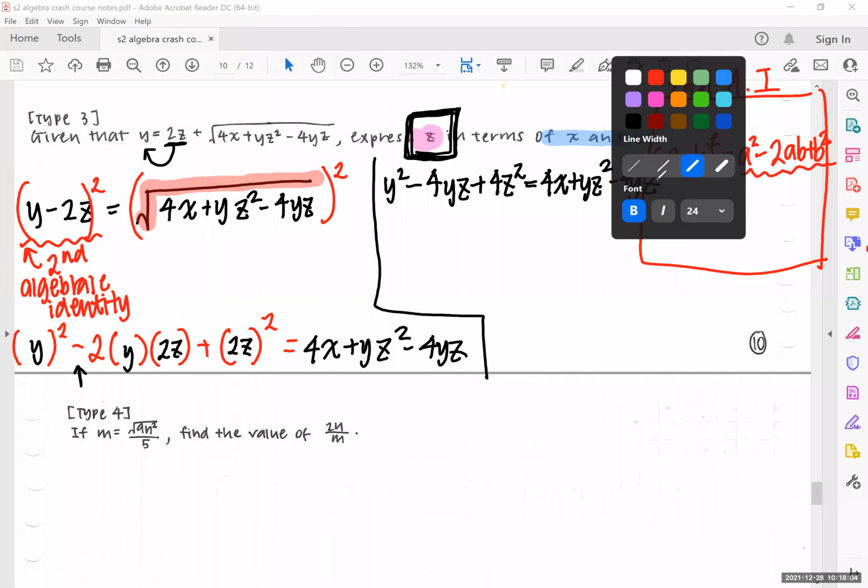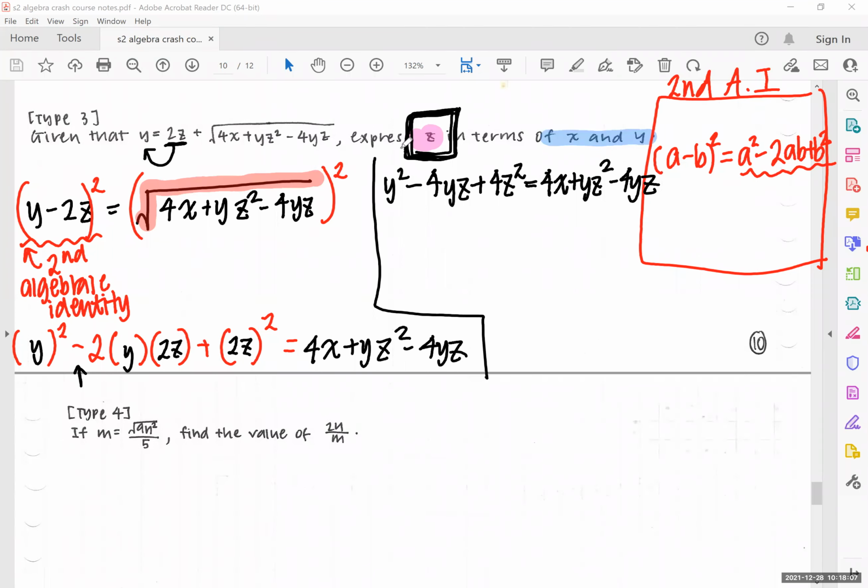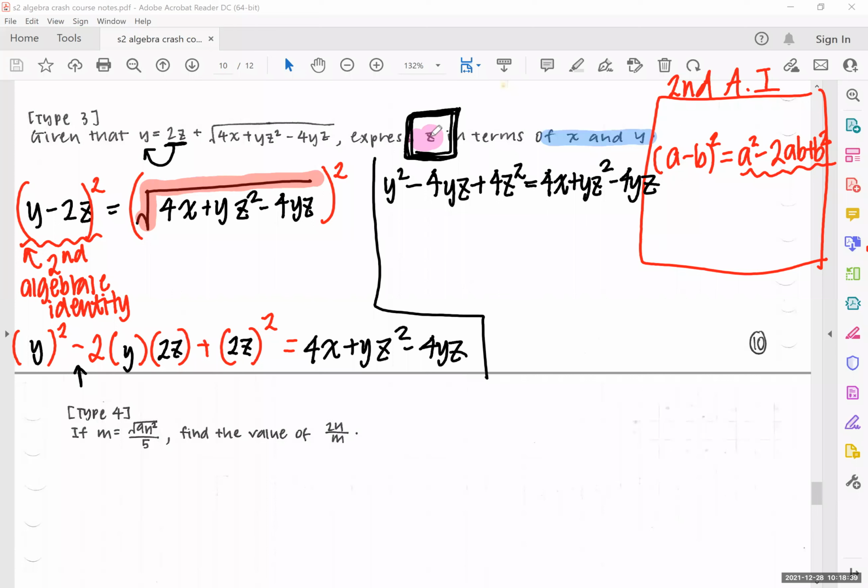Once you're ready, take out your pink highlighter. Because I highlight this in pink, take out your pink highlighter. I'm going to start highlighting. Okay, so right now, I highlighted this in pink.